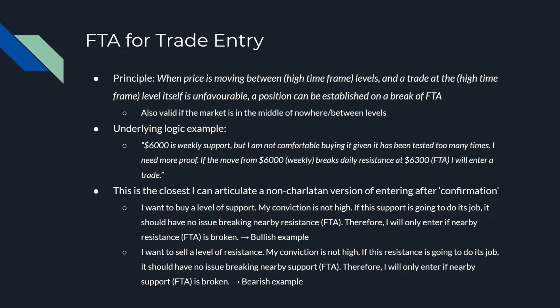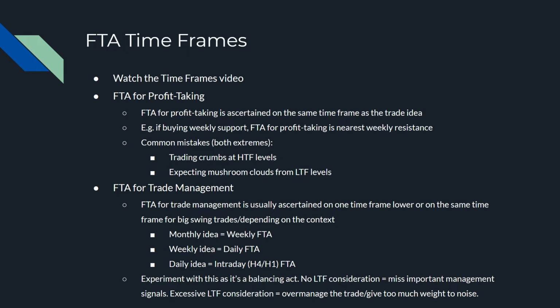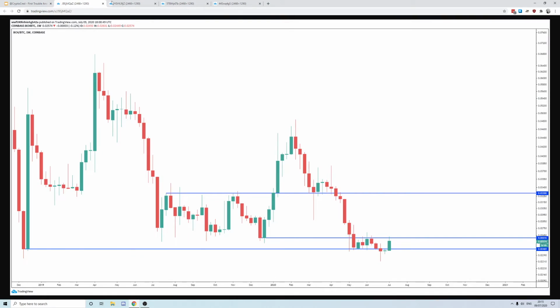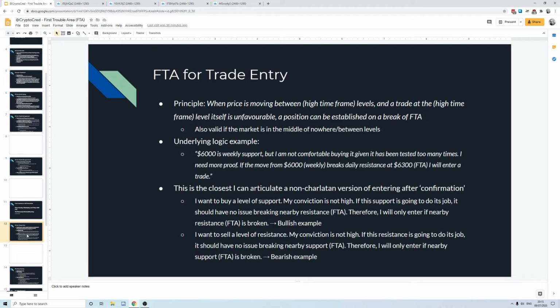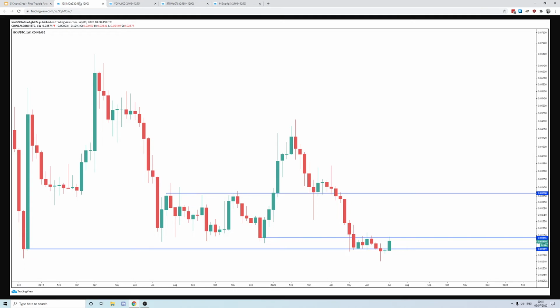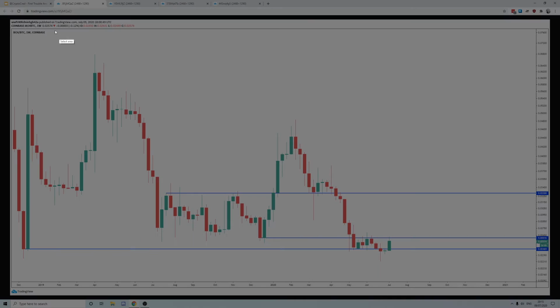I want to sell a level of resistance, conviction is not high. If this level is going to do its job, it should be able to break a nearby level of support, right? And that's what we talked about there. Now, let me see if I've got any particularly helpful... Oh yeah, of course I do. For the FTA for trade entry, a couple of useful charts in that regard. First of all, Bitcoin Cash.